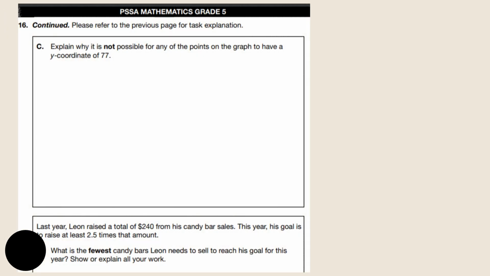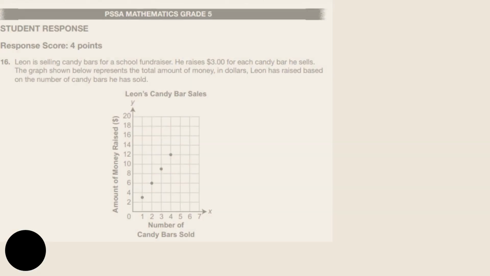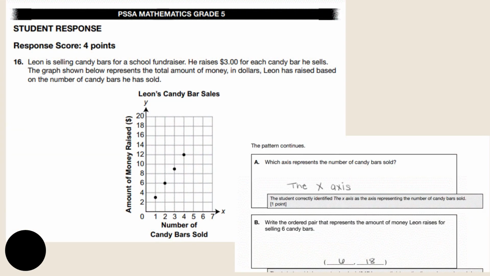So if you see the question here, that is the x-axis. That is the number of candy bars sold. The students correctly identify the x-axis as representing the number of candy bars sold, and write the ordered pair that represents the amount of money Leon raises for selling 6 candy bars. So here the answer is 6 and 18. All right.